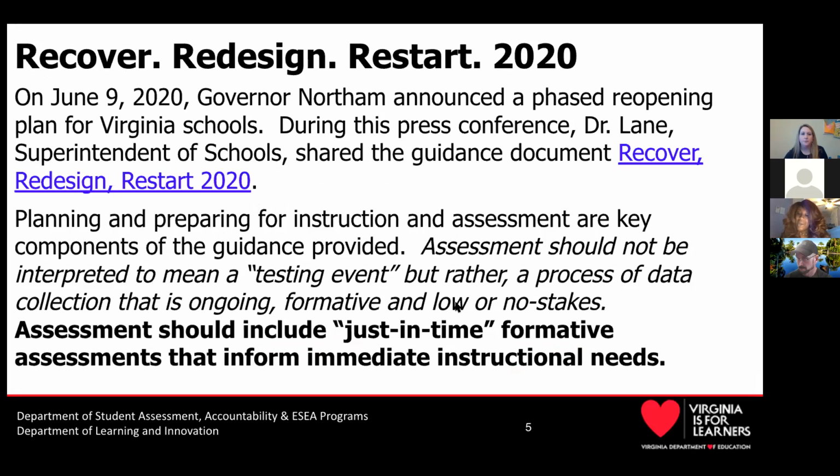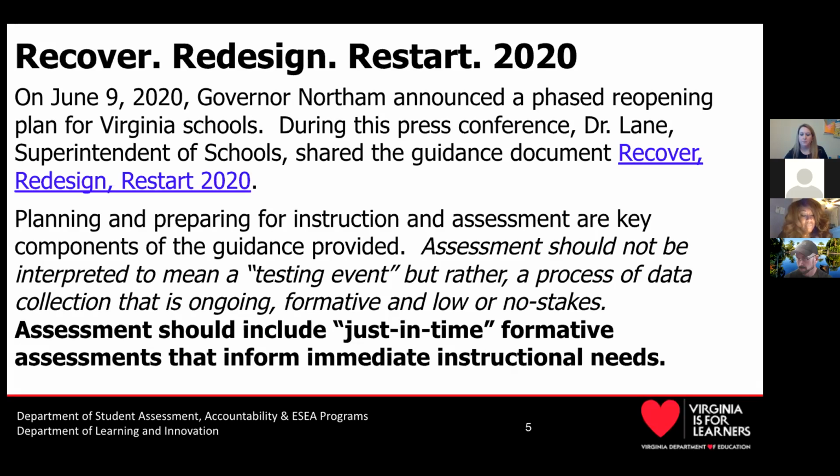All right, so let's talk about Recover, Redesign, Restart 2020. I believe it's got over 182 pages, or close to that. And I'm sure many of you are already familiar with it, as it was used as the template, or your foundational way, to begin to think about how school will look different during the 2021 school year.